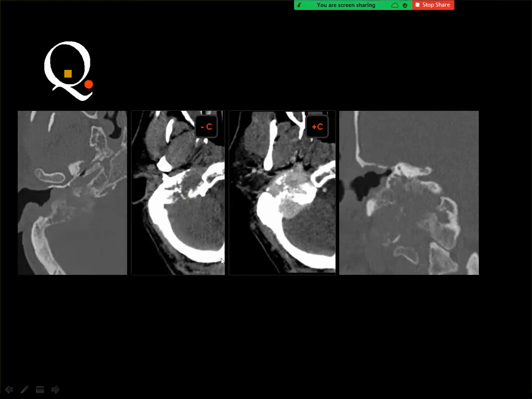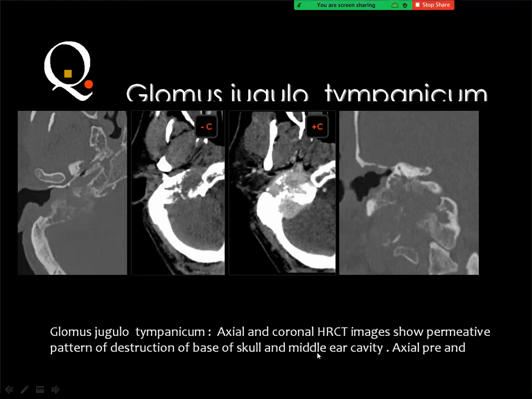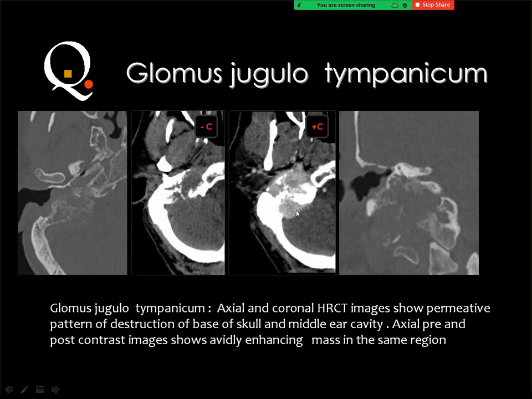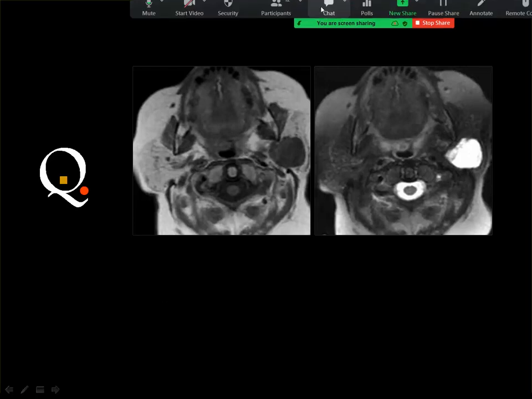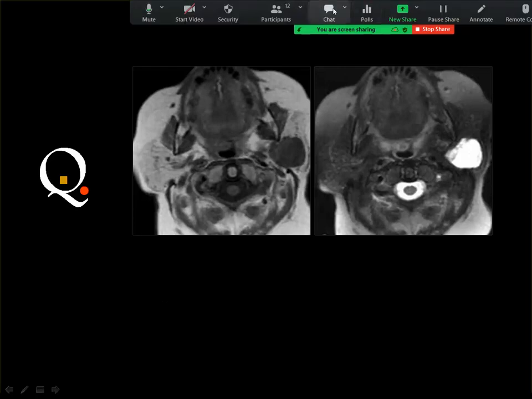Yes, and this is glomus jugulare, very good. A glomus tumor that is centered on the jugular fossa with destructive changes. And whenever this tumor has extended inside the middle ear cavity, then you call it glomus jugulotympanicum. But if it is confined to the jugular fossa without extension into the middle ear, this is a glomus jugulare. Next case is an MRI, T1 and T2 weighted images, of a parotid lesion on the left side.